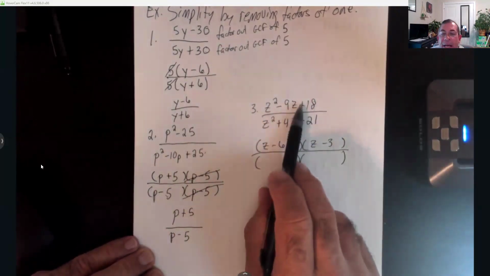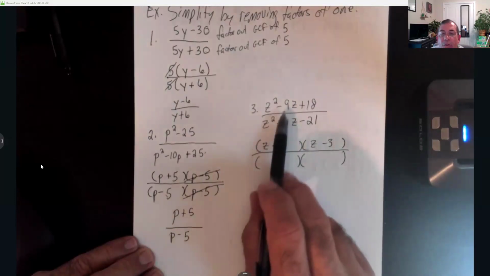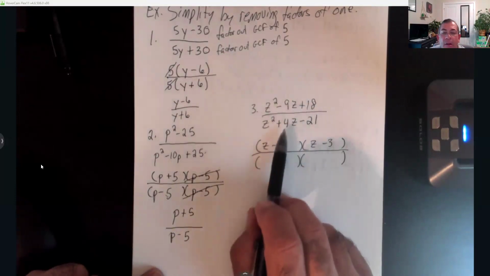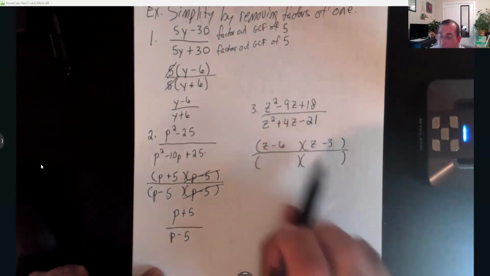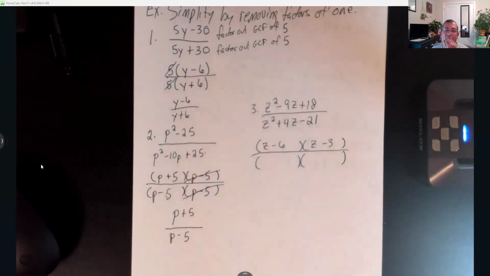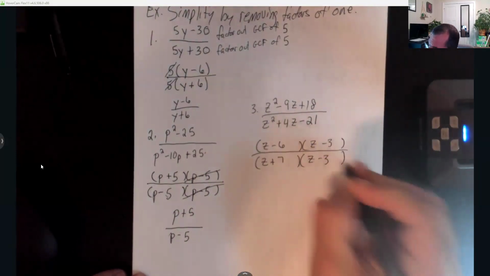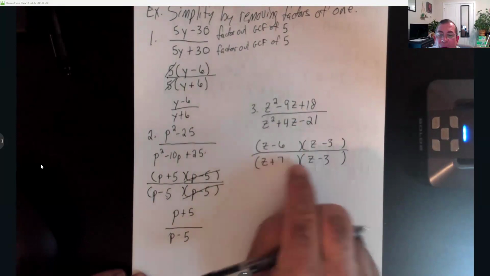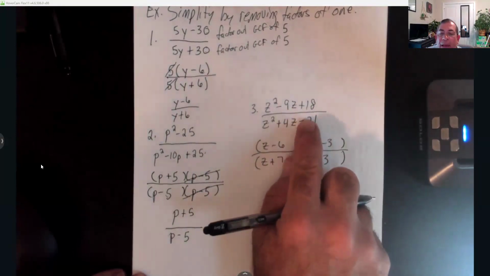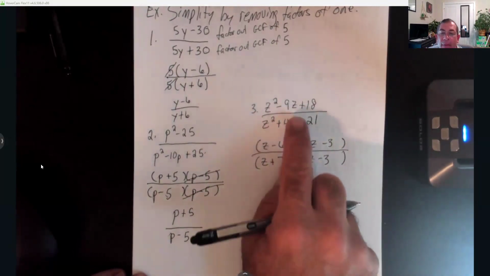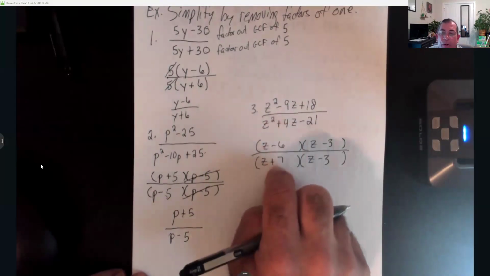Good job. The last sign's positive. Both of our factors will be negative like the middle. And then factors of 18 that add to get 9 are 6 and 3. All right, how about my bottom? So what am I getting? A z plus 7, z minus 3. All right, the bottom had a negative at the end, so unlike signs, and then we wanted factors of 21 that subtract to get 4, 7 and 3, and the larger one was positive like the middle number.